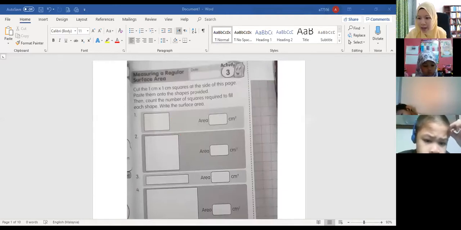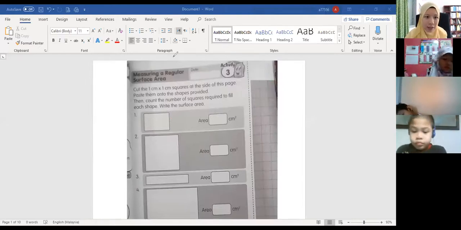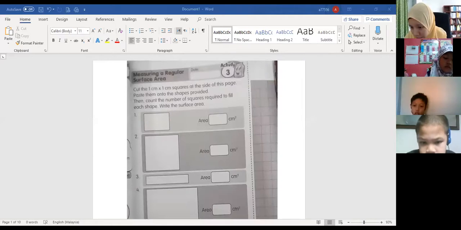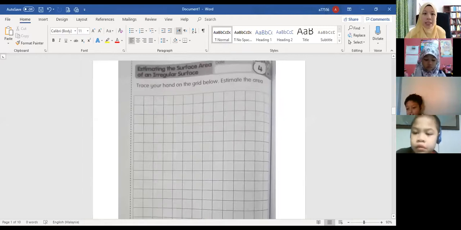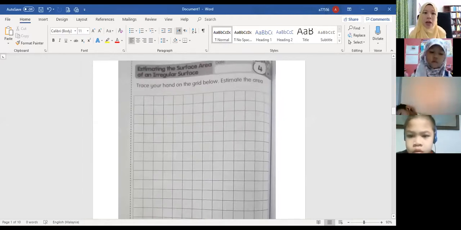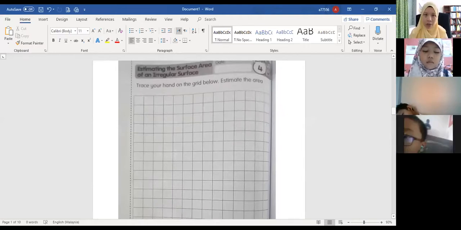Okay, this one is fine. 56. Okay, on this page 56, what should you do? In this exercise, you have to trace your hand on the grid below and estimate the area. Your hand, tapak tangan awak ni is irregular surface. Surface dia tak sama. Sebab tu, we will use graph paper. Sebab tu kita dah tak kira macam tadi.